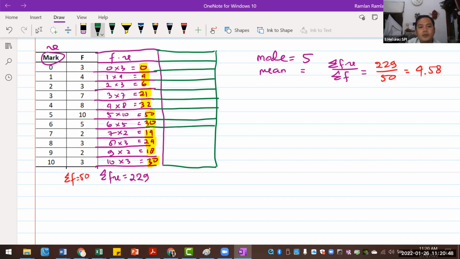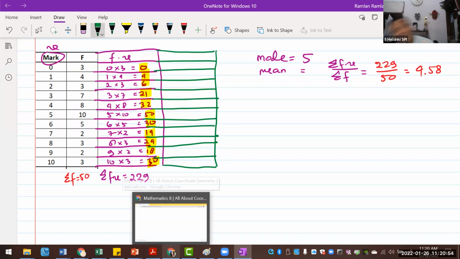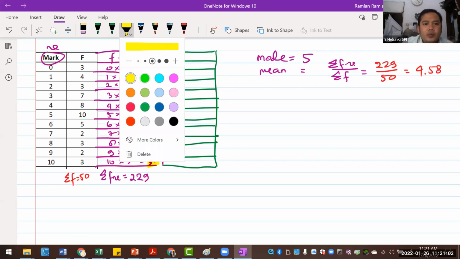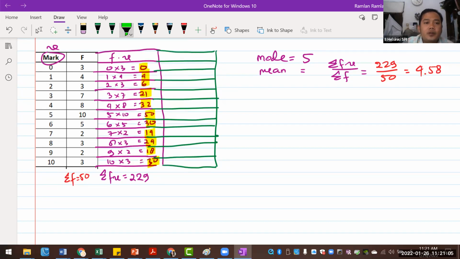Okay, so, maaf ya gambarnya nggak ada. Okay. As I have mentioned before, guys, when you want to fill that CF, cumulative frequency, you only need to focus on the frequency. Yeah? You don't need to see the marks or the FX. So I'm going to write down CF, cumulative frequency.